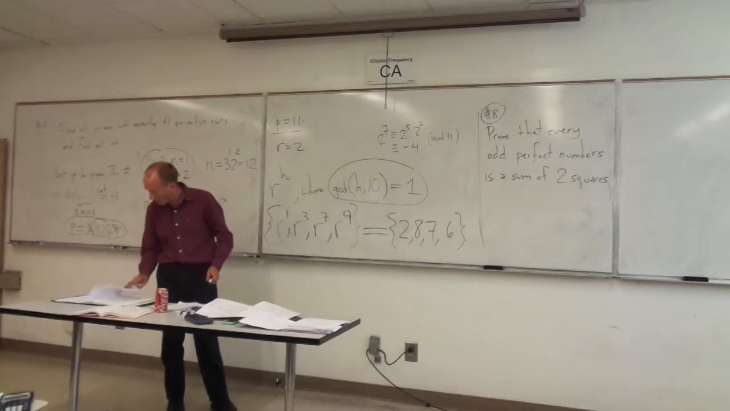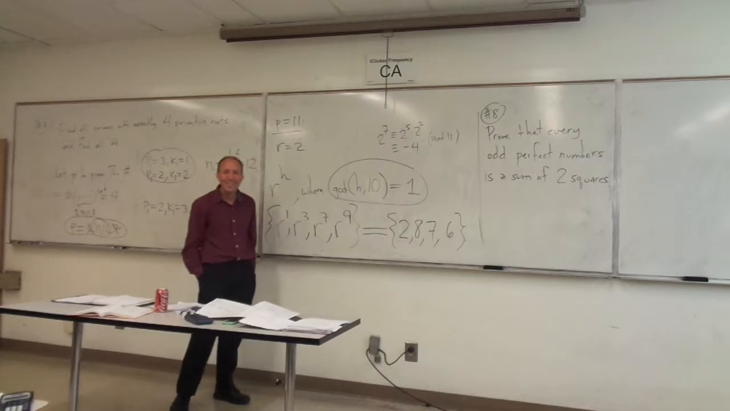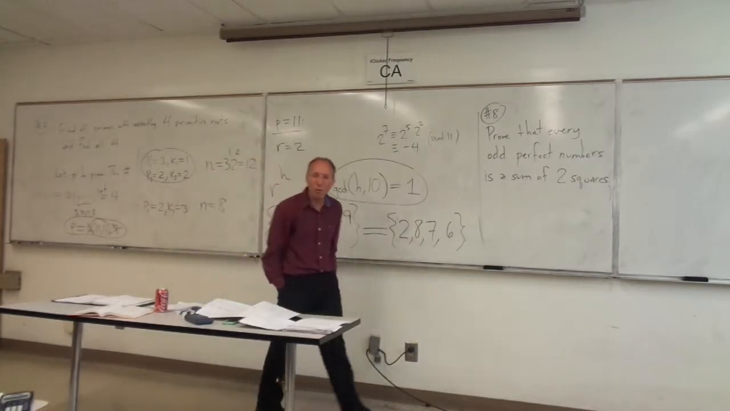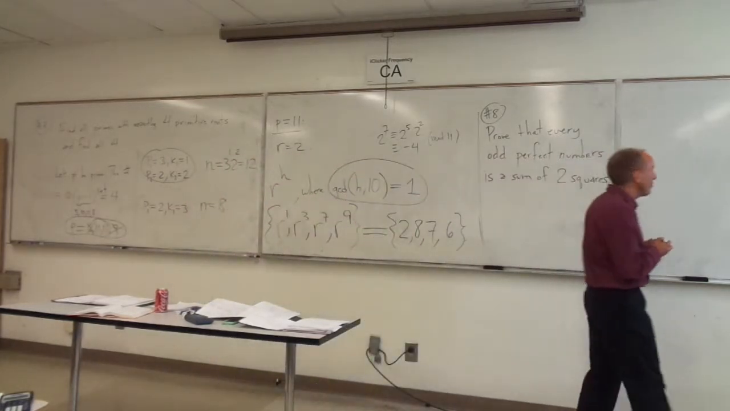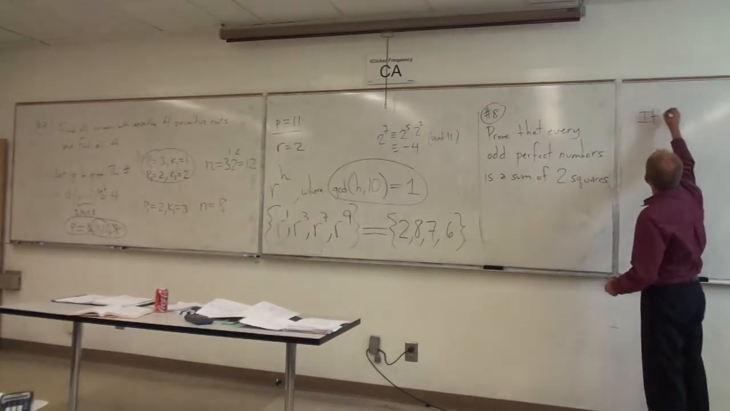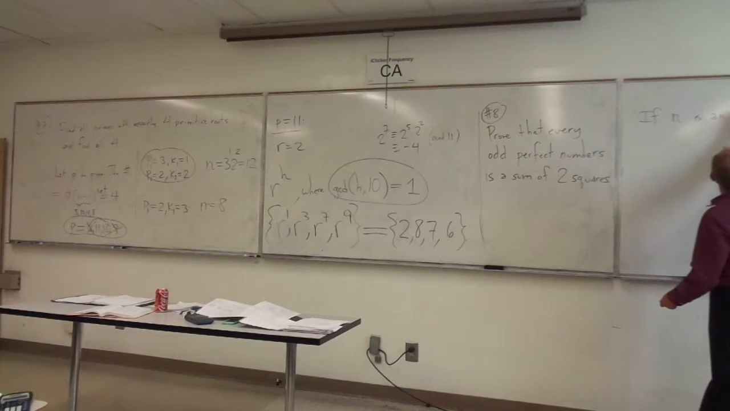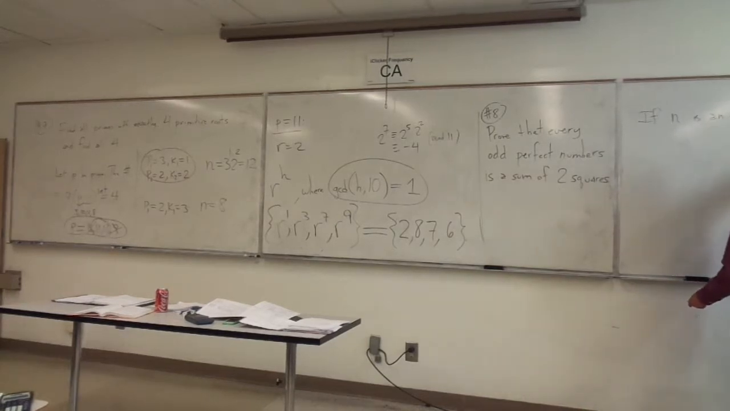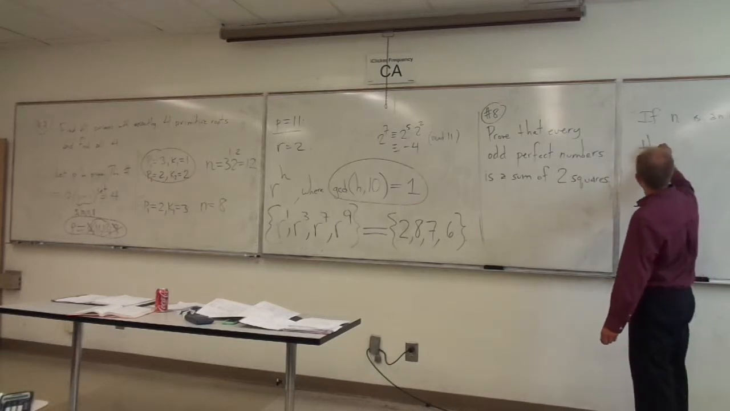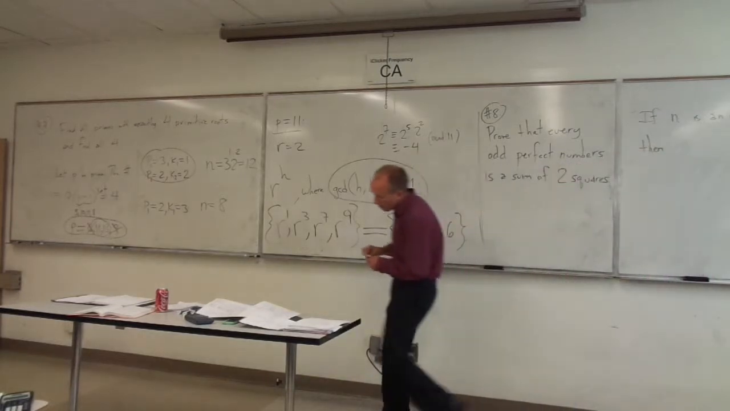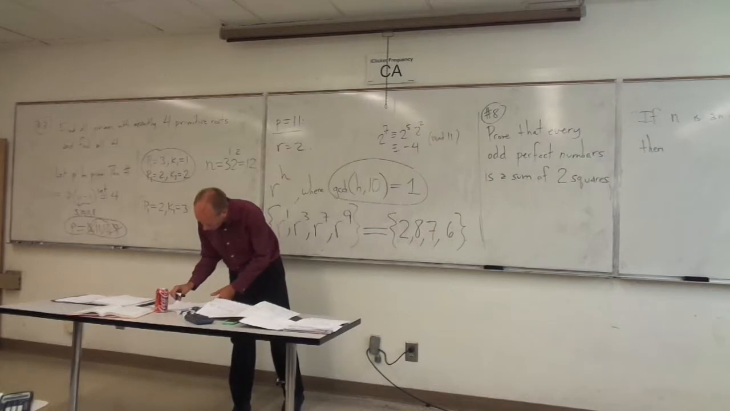So, anybody know anything about odd perfect numbers? We have a theorem. Yeah, what form do the odd perfect numbers have? If n is an odd perfect number, then this is by, let me get the correct result here.